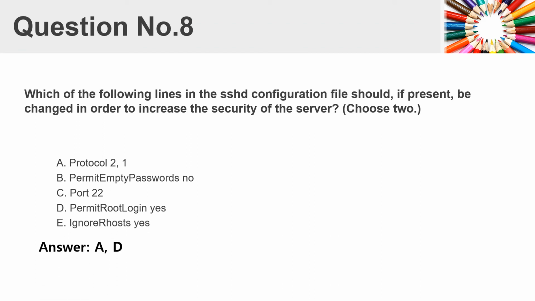Question number 8. Which of the following lines in the sshd configuration file should, if present, be changed in order to increase the security of the server? Choose 2. A. Protocol 2,1. B. PermitEmptyPasswords no. C. Port 22. D. PermitRootLogin yes. E. IgnoreRhosts yes. Answer A, D.